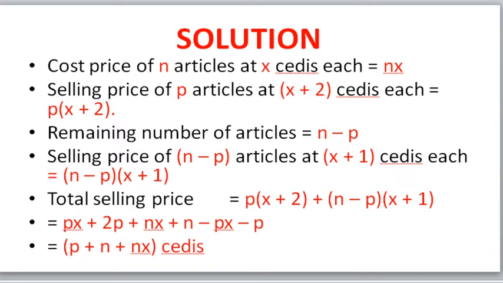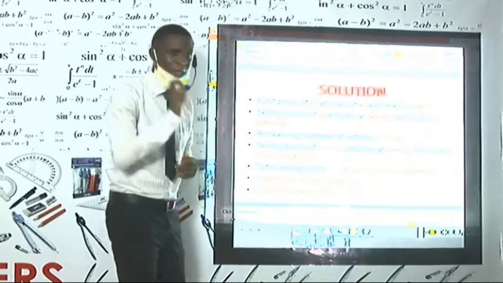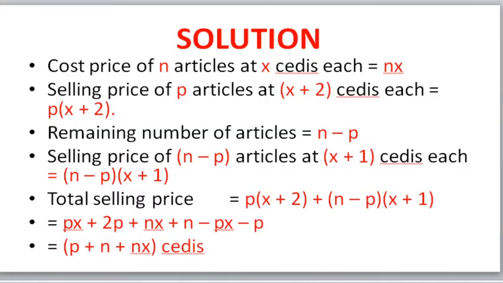And then the remainder. So meaning the selling price, you are going to look at two things. The first instance where he sold P for S plus 2 Ghana cedis each, and then the remainder at S plus 1 Ghana cedis each. So now let's get to the selling price of where they sold P at S plus 2 Ghana cedis. So you just use your P to multiply the amount, and the amount is S plus 2 cedis. So it's going to be P times (S plus 2). So that is for when you are talking about P.